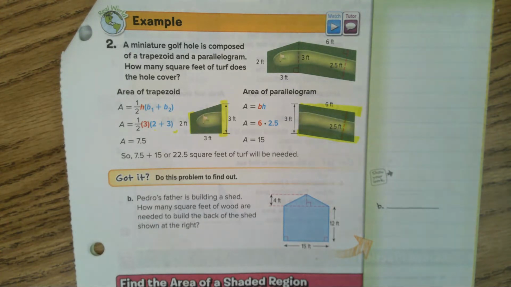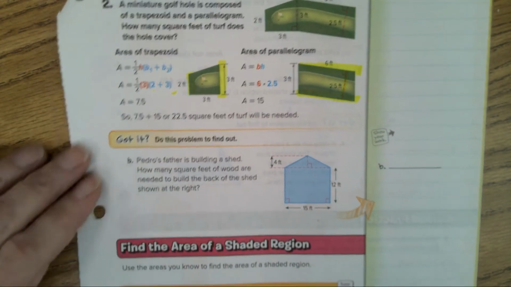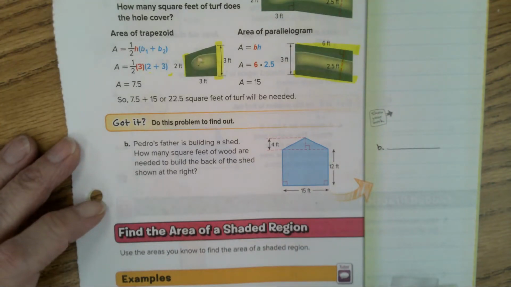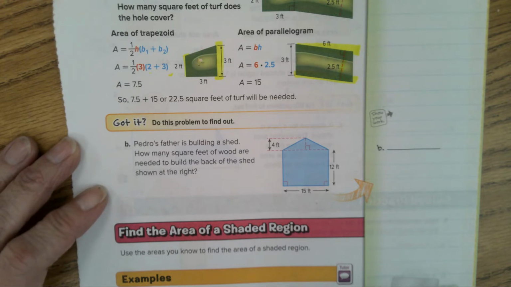All right, let's do letter B now. Pedro's father is building a shed. How many square feet of wood are needed to build the back of the shed shown at the right?